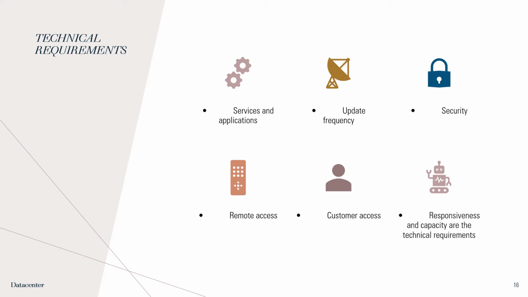Responsiveness is how responsive each application needs to be, and capacity is about how many simultaneous users or transactions per second each application needs to handle, and what is expected to change over time.